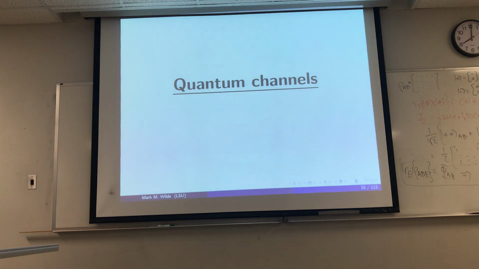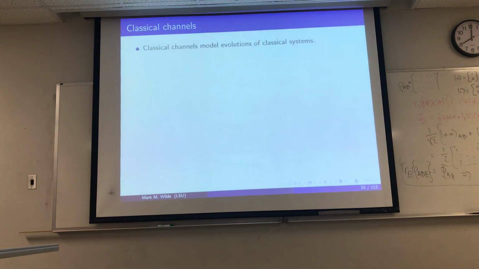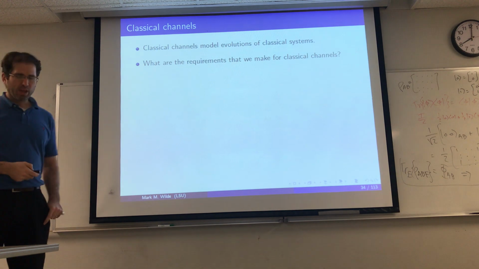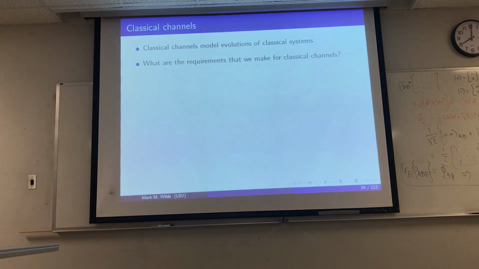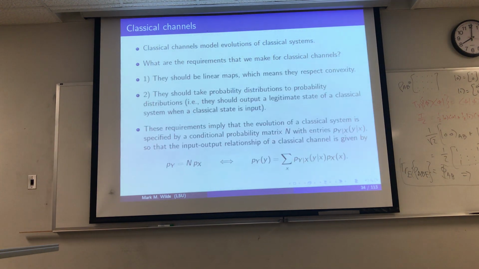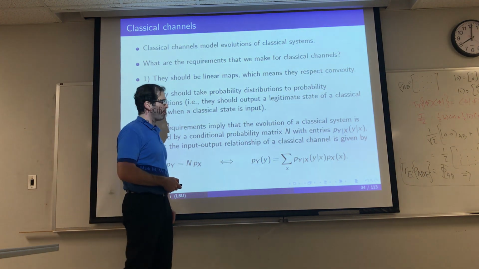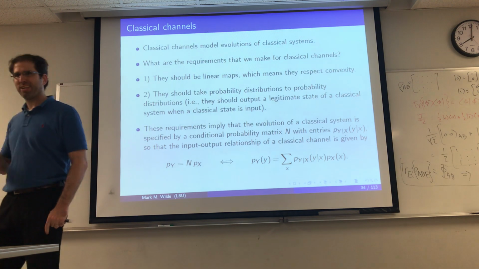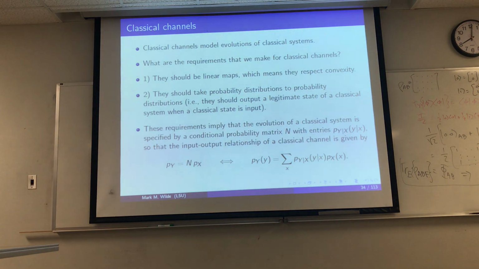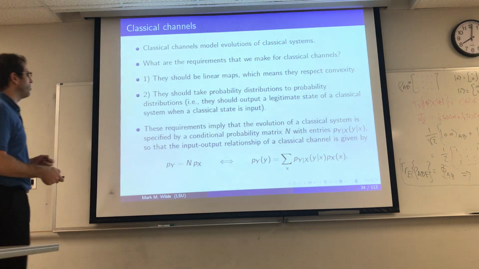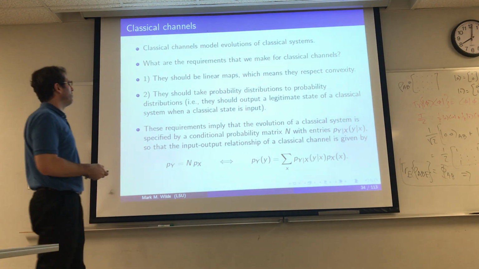We're going to talk about quantum channels. I think we should go fast. We're going to go fast through this part. Classical channels, what are they? They're conditional probability distributions, okay? So they take a probability distribution of the input to a probability distribution of the output. It's just a stochastic matrix that has certain properties, and so on.